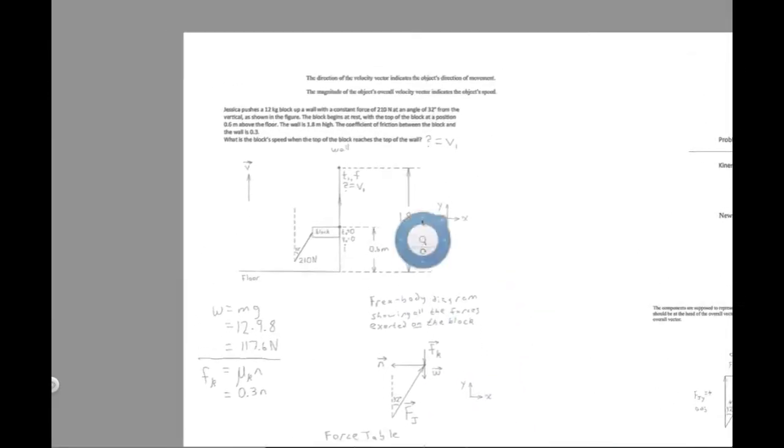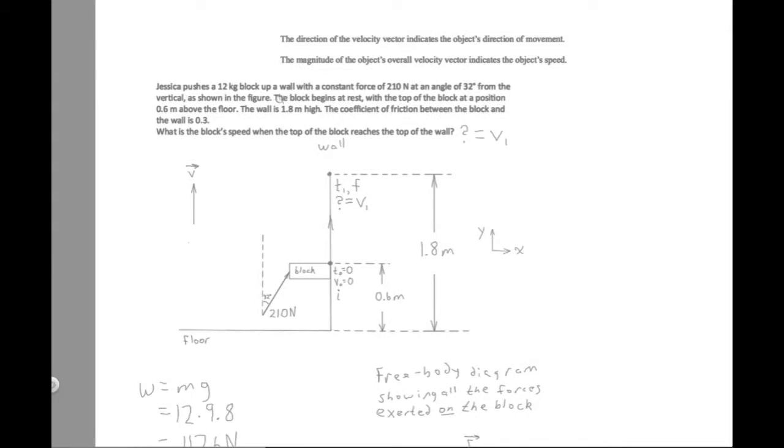So notice in this problem, we were given the numbers 1.8 meters and 0.6 meters. And it might be tempting to plug either of these numbers into the kinematics equation as the displacement. But neither of these is the correct displacement. They're both traps, so to speak. Displacement is in meters, but these are not the right values in meters. The correct displacement is the positive 1.2.